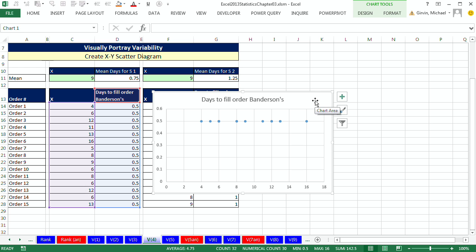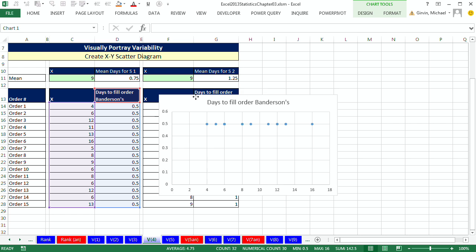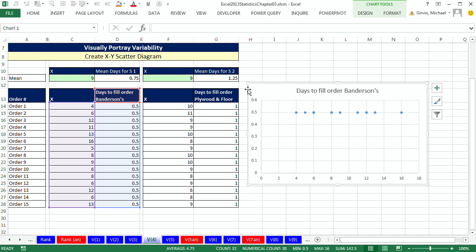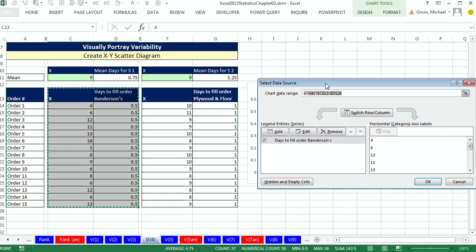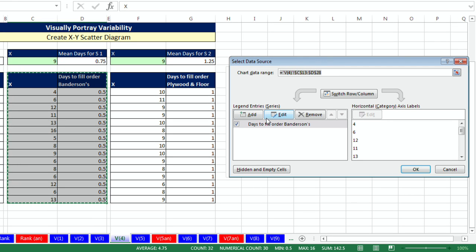Now I want to add some more series data. That means the numbers. I want to move this out of the way because I'm going to have to access the data here. So now I go up to Design, and there it is in the data group, Select Data. And this really is the power of charting, because now we're not limited to clicking the button and having the data go where Excel thinks it should go. We can put our chart together any way we want.